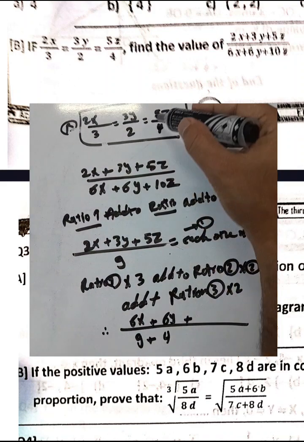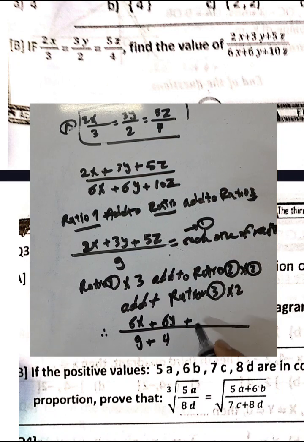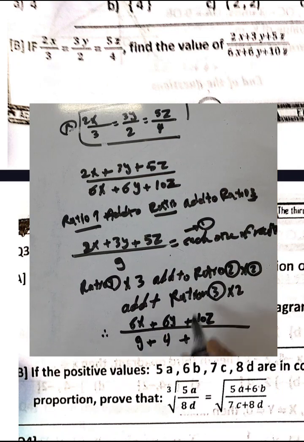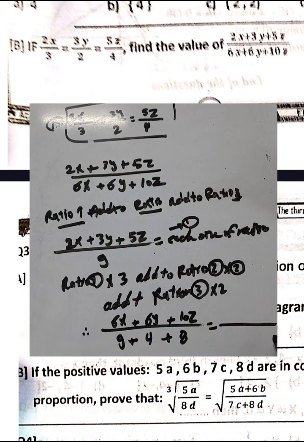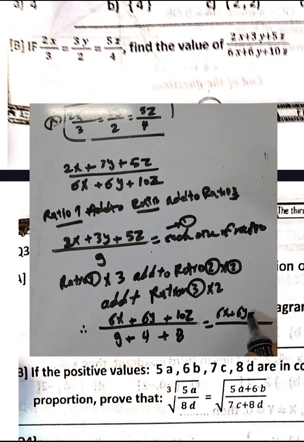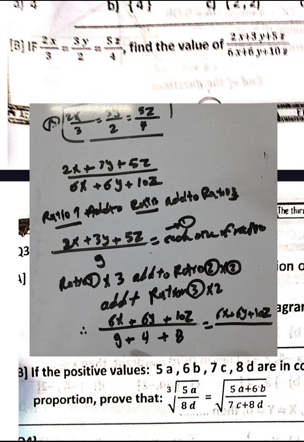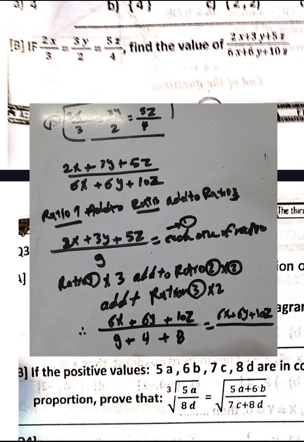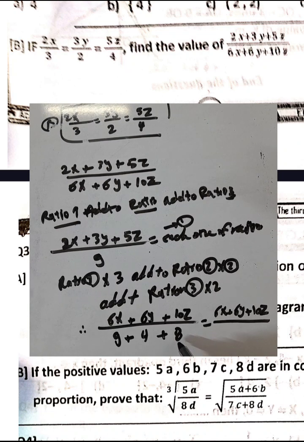And the third term, 2 times 5 equals 10, 10z. And here, 2 times 4 equals 8. And then the result is the simplest. We can write 6x plus 6y plus 10z over 9 plus 4, 13. 13 plus 8 equals 21.